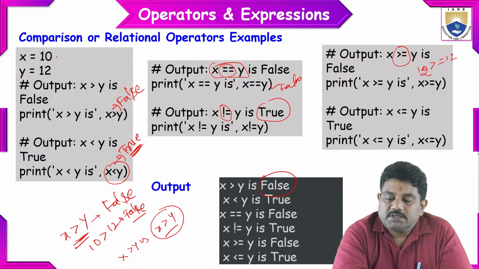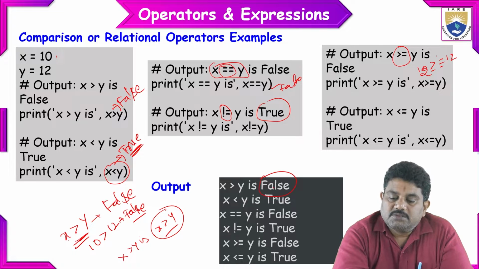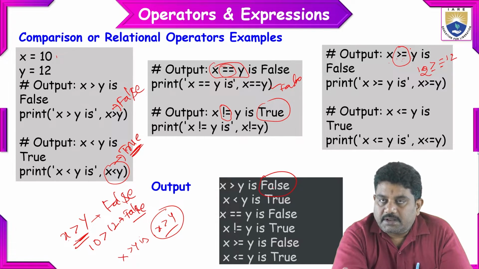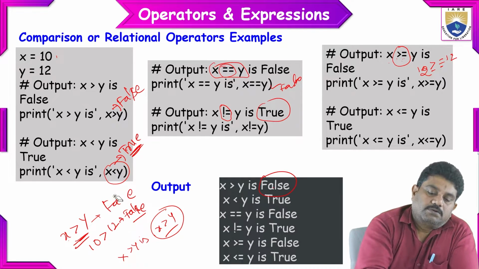Here, if even any one of the conditions is satisfied, the entire expression is satisfied. In x greater than or equal to y, two conditions are there, greater than and equal to. This expression is satisfied when x is equal to y or x is greater than y. So there are two comparisons in this expression. We will see this clearly now.